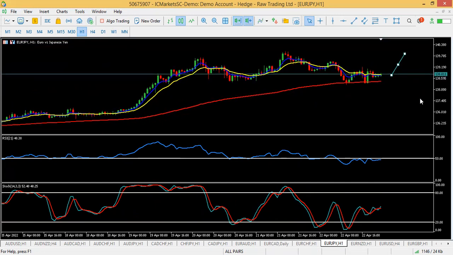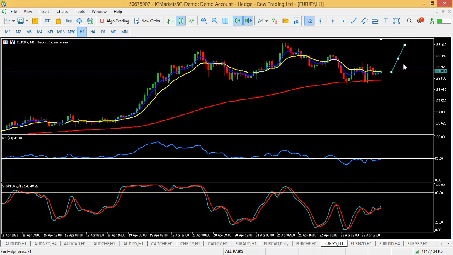140.92. But guys, we need to be careful with this trade, okay? We need to be careful because anything can happen, all right? So this does not have a good hold. So be careful with this very one, but according to H1 and H4, it is currently buy bias. So look for a buy on Euro JPY.